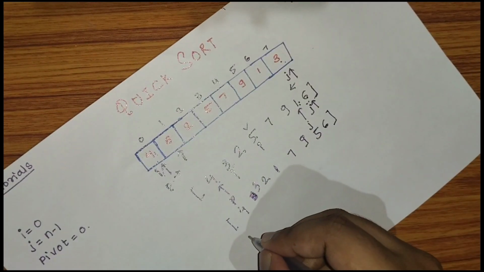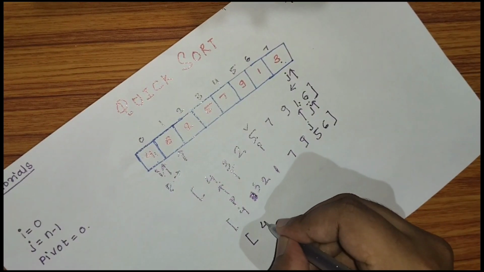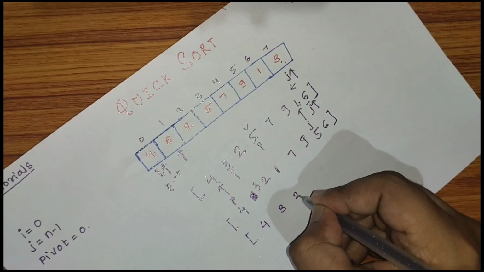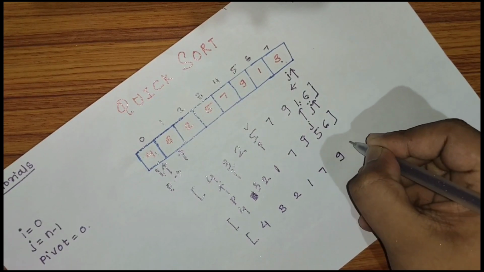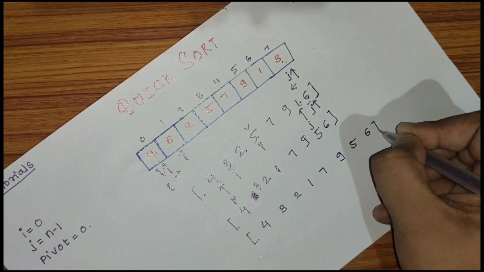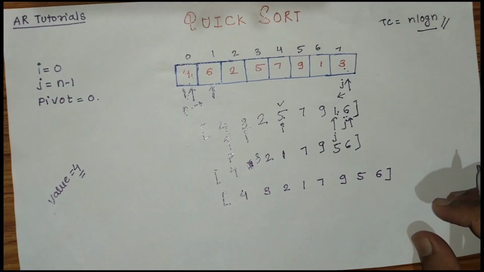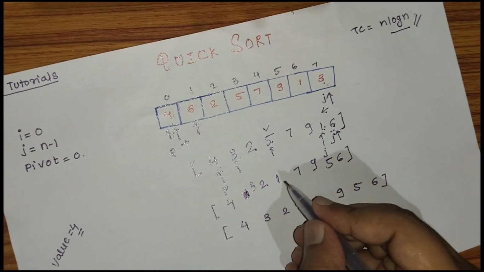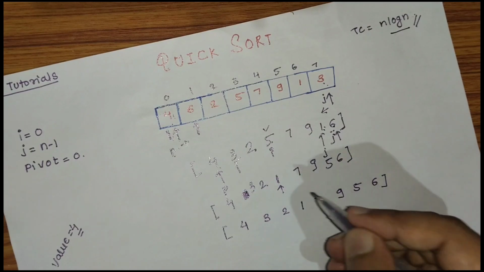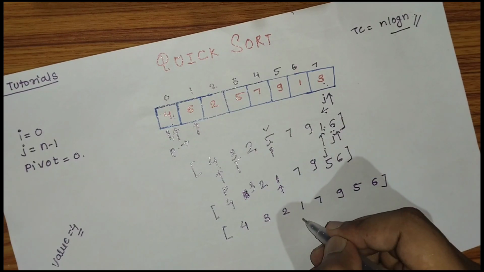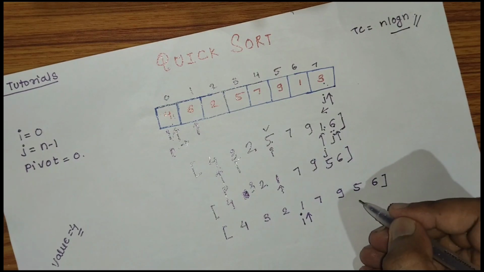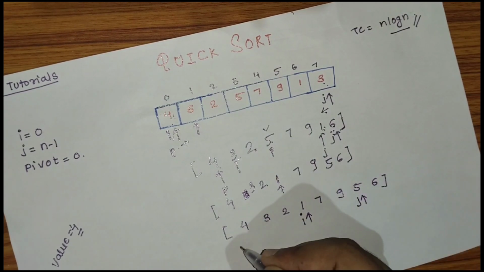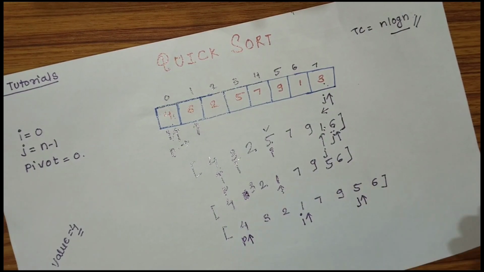Again, I'll just write it quickly in a neat way: 4 3 2 1 7 9 5 6. Now this is our array. Where was our I? I was pointing to this index. Now this is I, and where was J? J was here. The pivot stays at that place only.